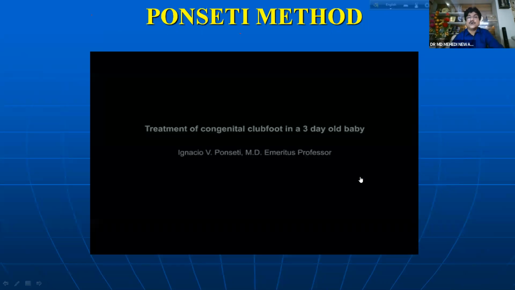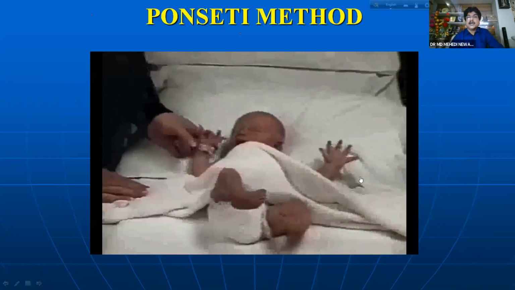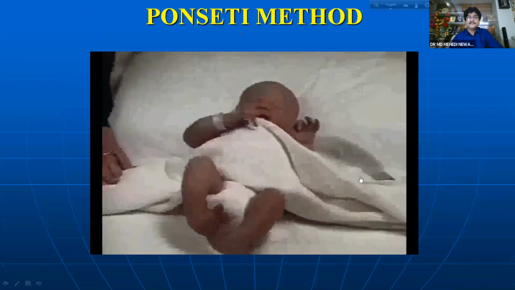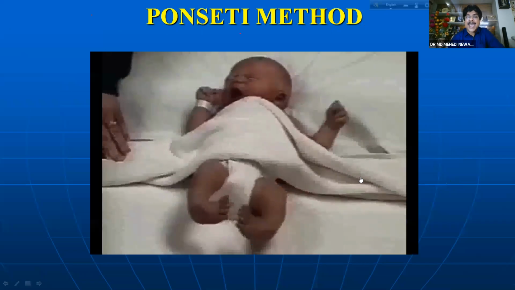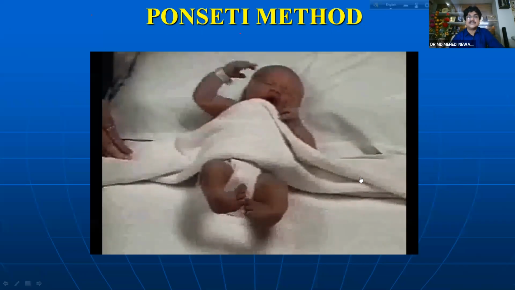And I shall show you a 3-day-old baby with bilateral congenital clubfoot. It is done by Ponseti with his own hands.